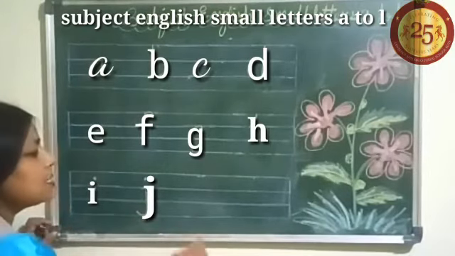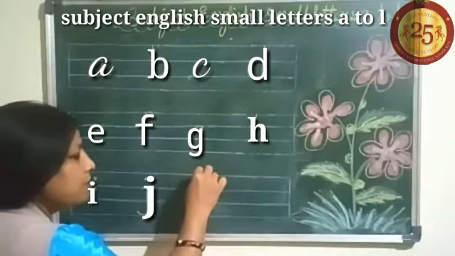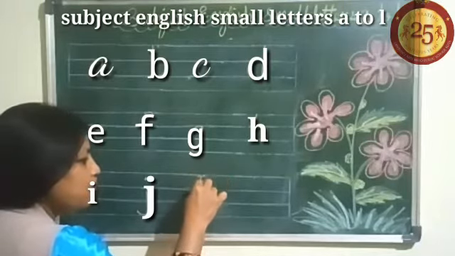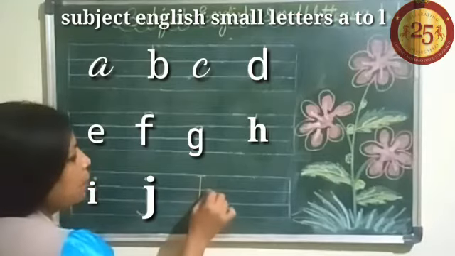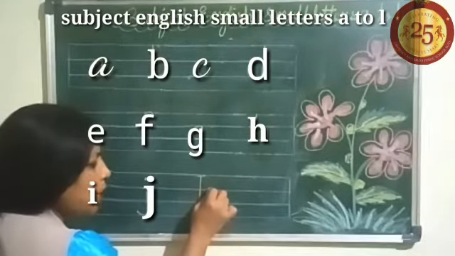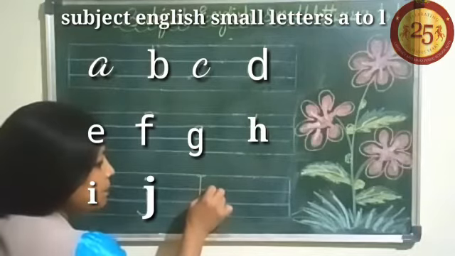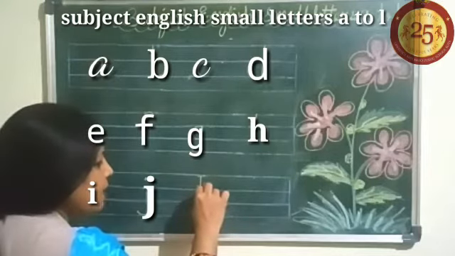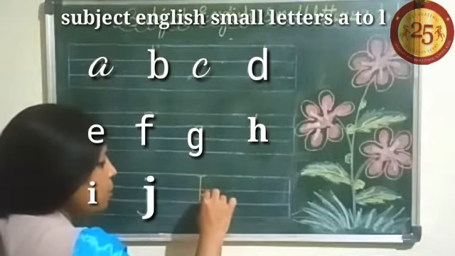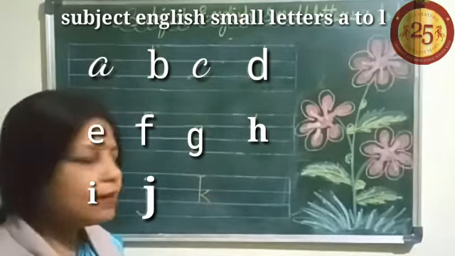Here we will write small letter K. Put your pencil here on red line. Come with the standing line, red line to blue line, like this. Touch the blue line. Put your pencil here on blue line again. Make a small slanting line. Touch in middle and come out with small slanting line from middle to blue line, like this. This is a small letter K.